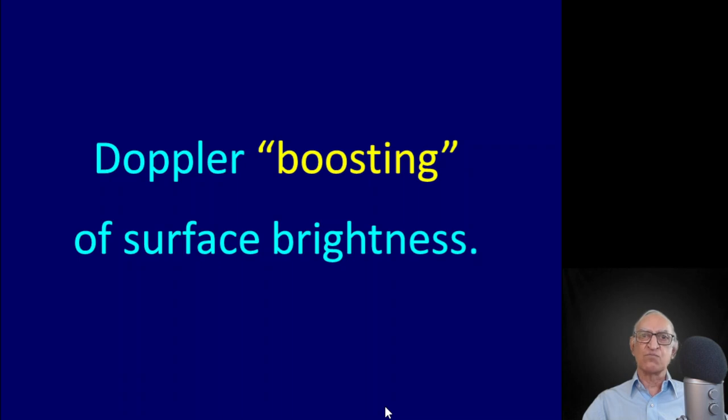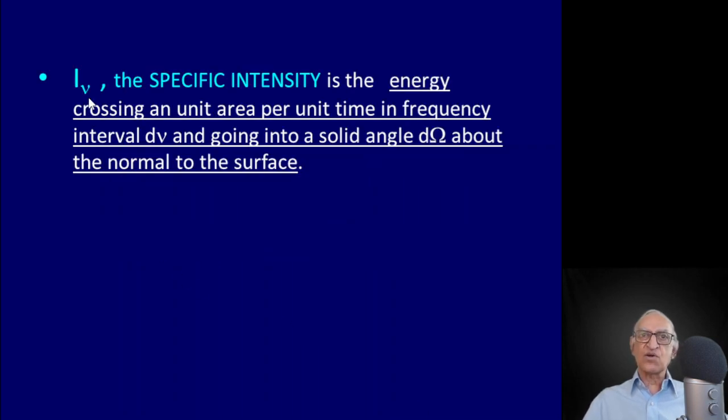One is the Doppler boosting of intensity or surface brightness. You remember the concept from the second lecture of the specific intensity I_nu? It is the energy crossing a unit area per unit time in frequency interval d nu going into a solid angle d omega, which is normal to the surface. Please remember the units. It is the energy crossing a unit area per unit time per unit frequency interval going into a solid angle d omega.